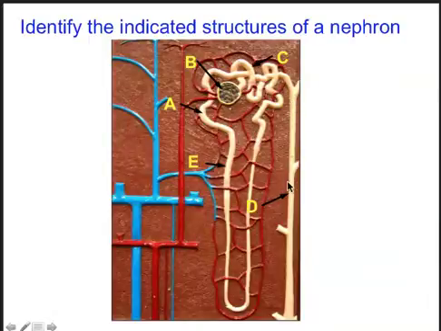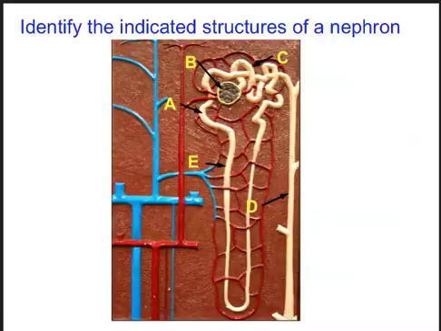D here is pointing to the collecting duct. Many distal convoluted tubules empty into the collecting duct, and the collecting duct eventually empties out the papilla of the renal pyramid into the minor calyx, and at that point we have introduced the urine into eventually what will be an evacuation system. E here is the ascending limb of the loop of Henle.